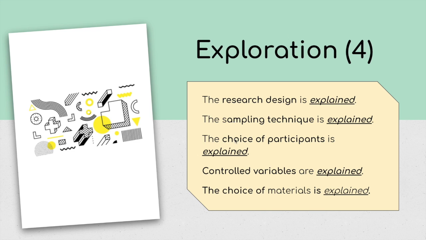So we've got 1, 2, 3, 4, 5 things we need to do in this section. Again, 5 different colours for highlighting in your draft. Just use the highlight tool on Word. It's really effective. The research design is explained.